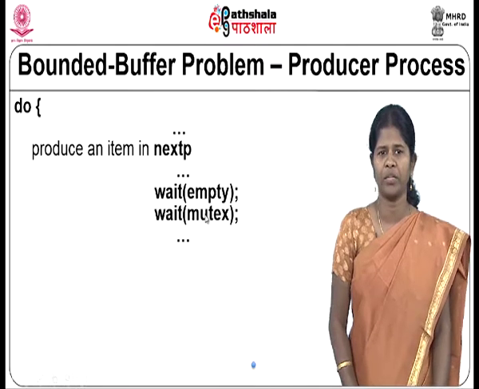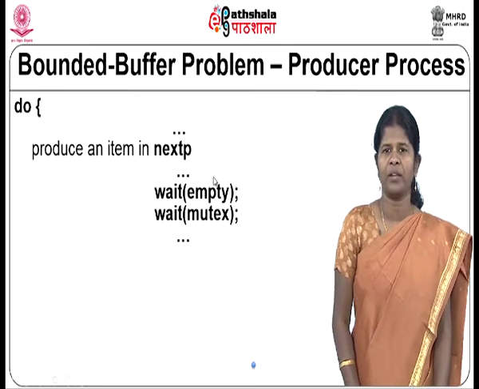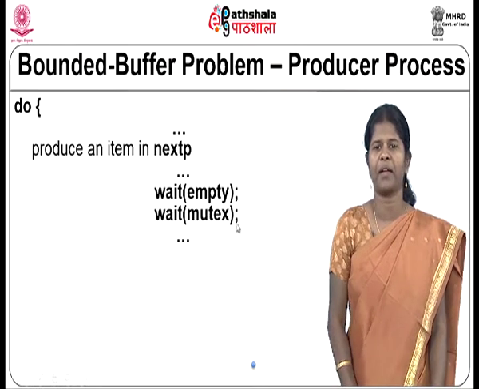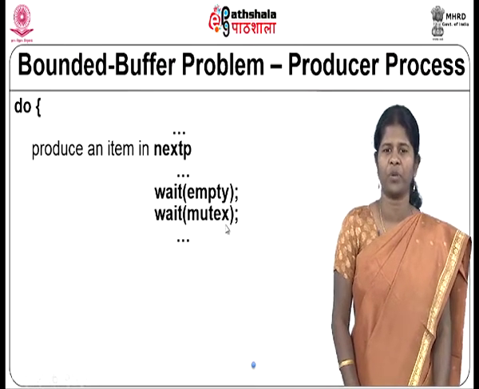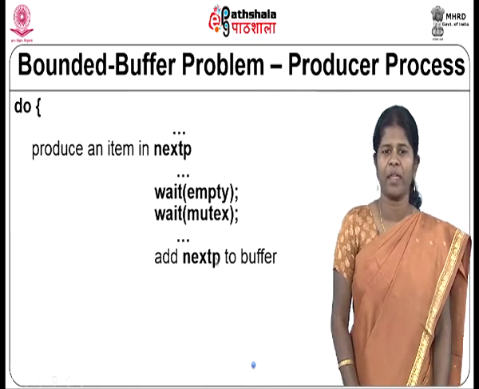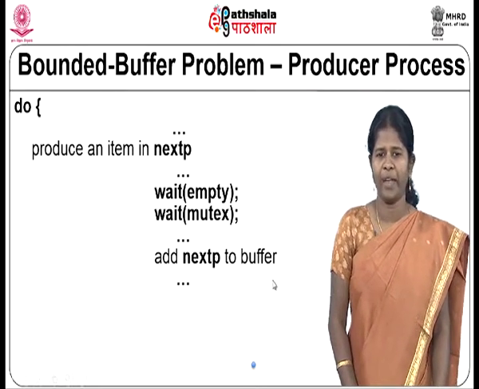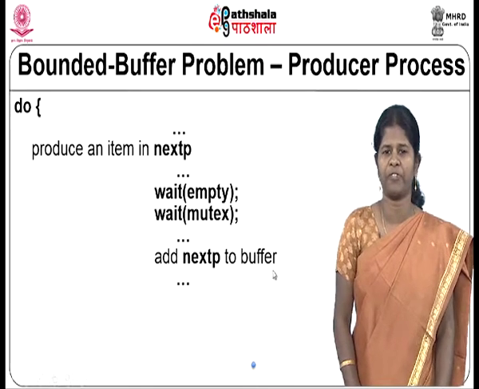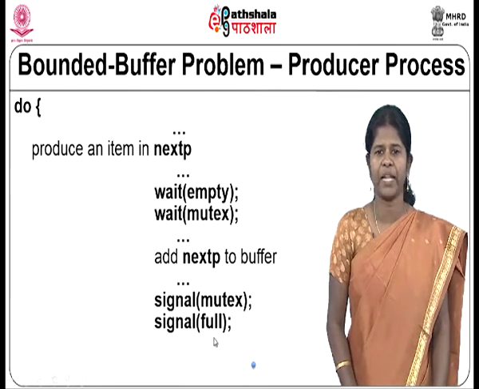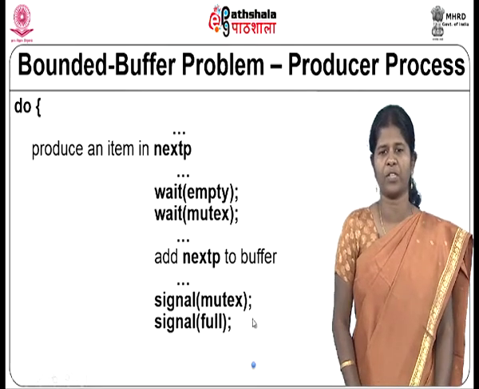Then it will wait on the mutex semaphore. The mutex semaphore is initialized to 1. So, if no one else is using the buffer, the producer process can decrease the value of mutex, and move on to adding the item placed in the next p variable to the buffer. Then after placing the item in the buffer, the producer process signals mutex, and signal of full is executed, that is, the full value is incremented by 1.